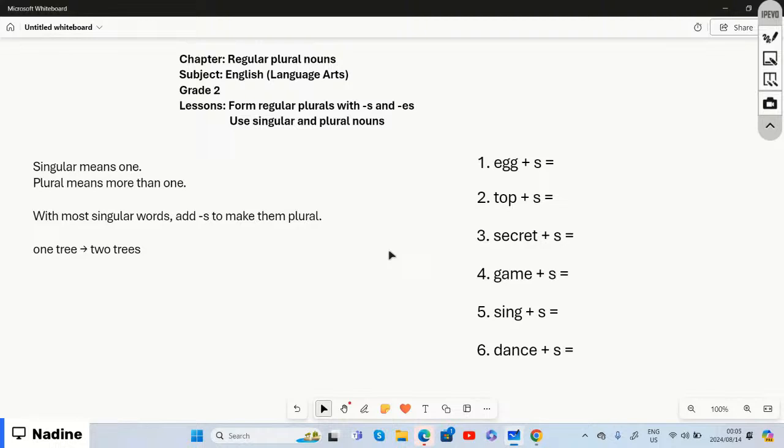So with regular plurals, when it comes to our nouns, we have singular nouns and we have plural nouns. Singular means one, meaning we're talking about one person, one animal, one place, or one thing. And if you're making mention of plural, then we are talking about more than one animal, more than one place, more than one thing.